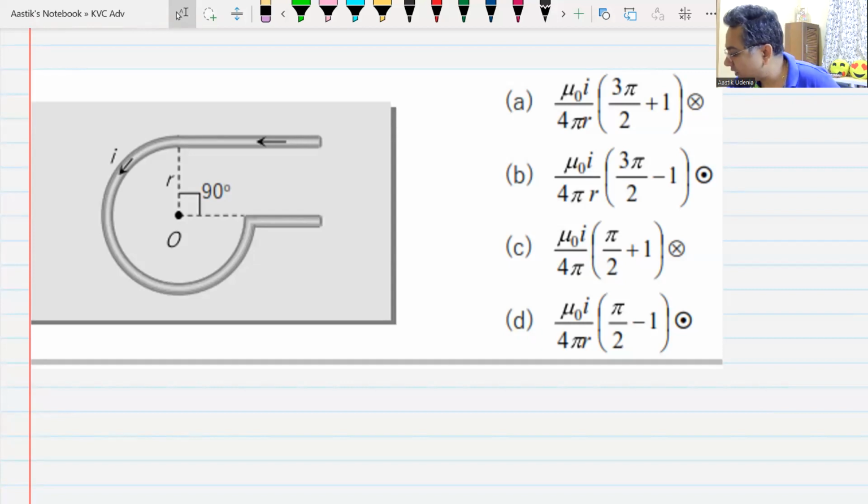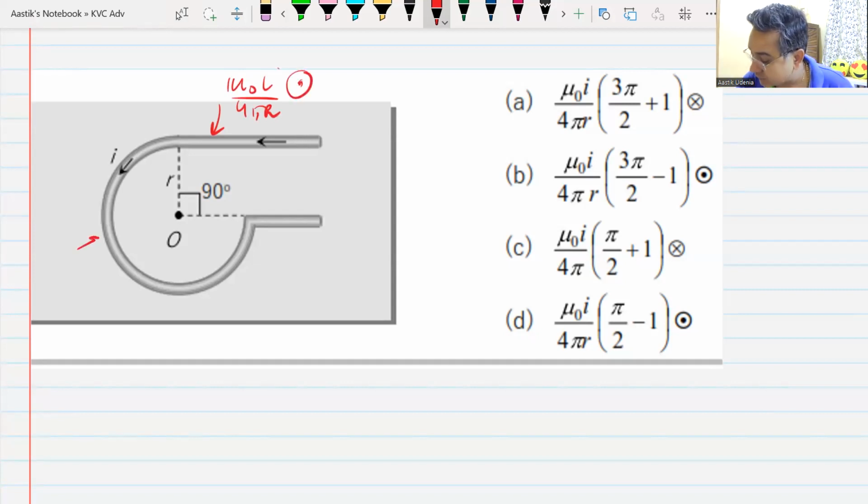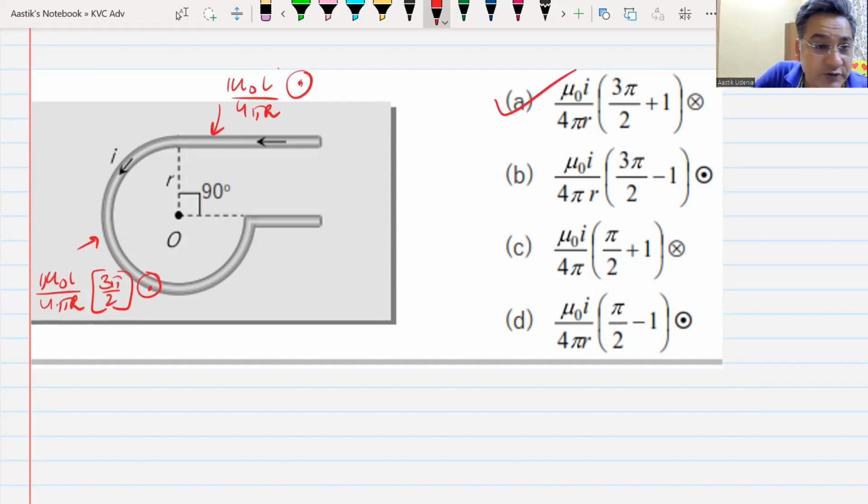I think our option A and outside maybe. What is the magnetic field due to this wire? Mu naught I by 4 pi R, sir. The direction is outside. Field due to this? Mu naught I by 4 pi R into 3 pi by 2. Direction? Outside, sir. So I think the only option that matches is this one. But the direction is not inside, the direction is outside.